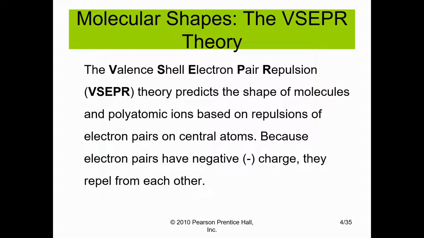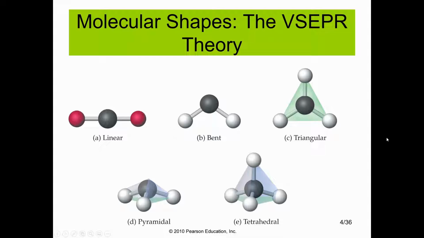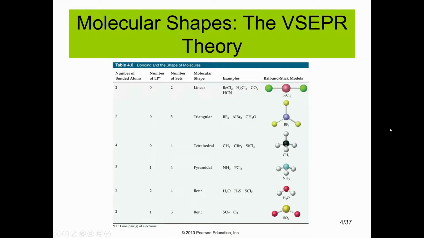Once we learn information about the number of bonds an atom is making and the number of electron pairs on the central atom in a molecule, we can gain some information about the shapes of molecules. This is called VSEPR theory, or valence shell electron pair repulsion theory. Electron pairs have negative charges, and therefore they want to repel each other. And so this causes specific structures to occur within the molecules. Here are some common structures within molecules. We could have a linear molecule, a bent molecule, a triangular molecule, a pyramidal molecule, and a tetrahedral molecule.